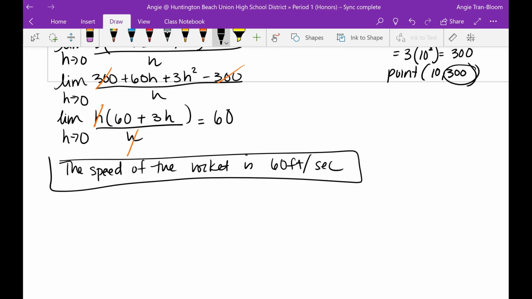All right, there you go. And that, guess what, is the end of your 2.4 notes.